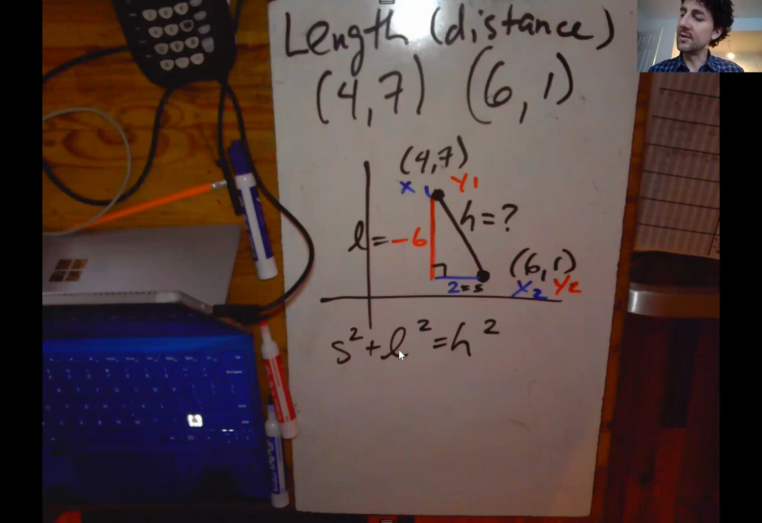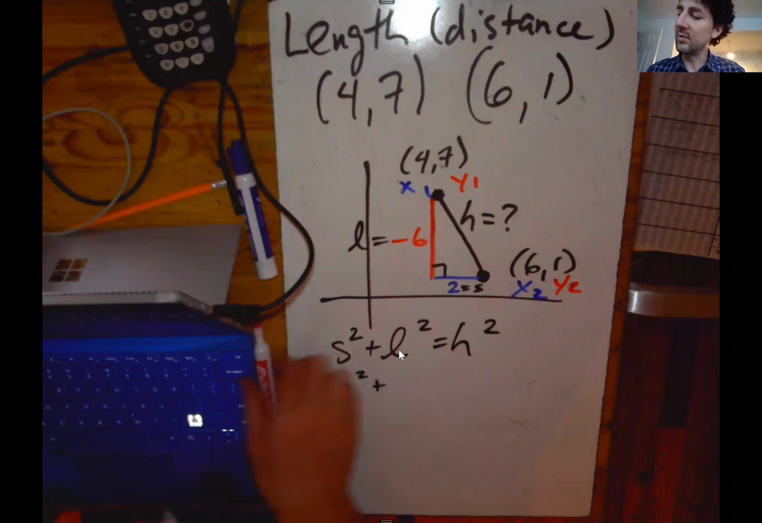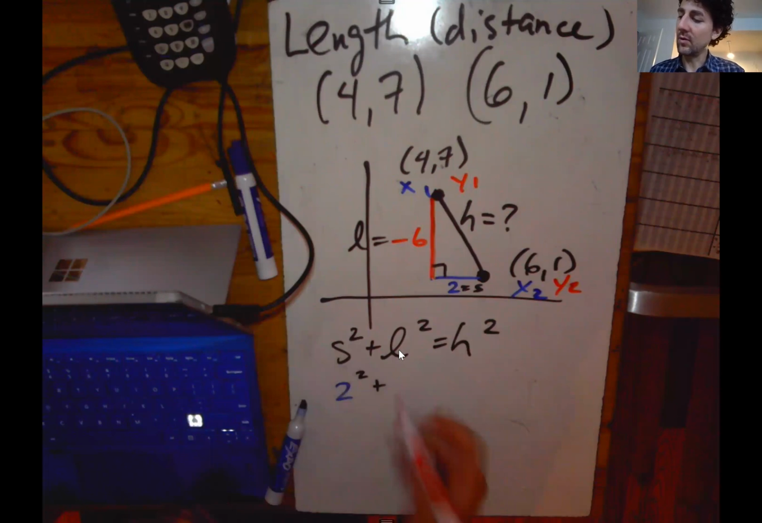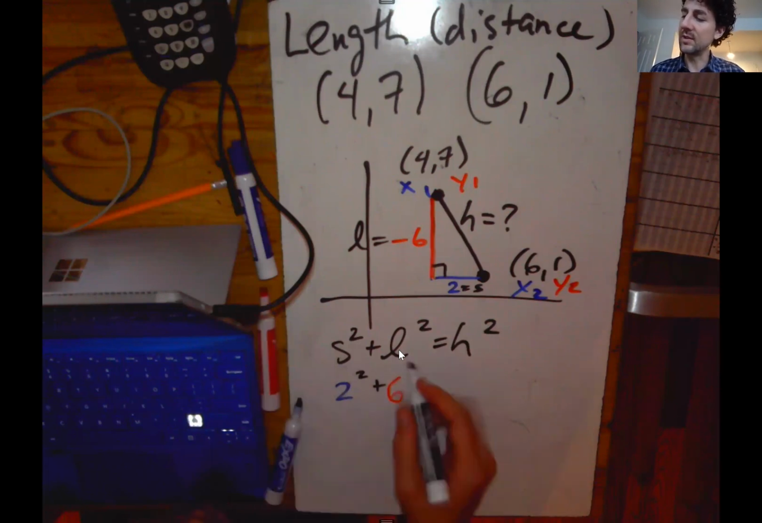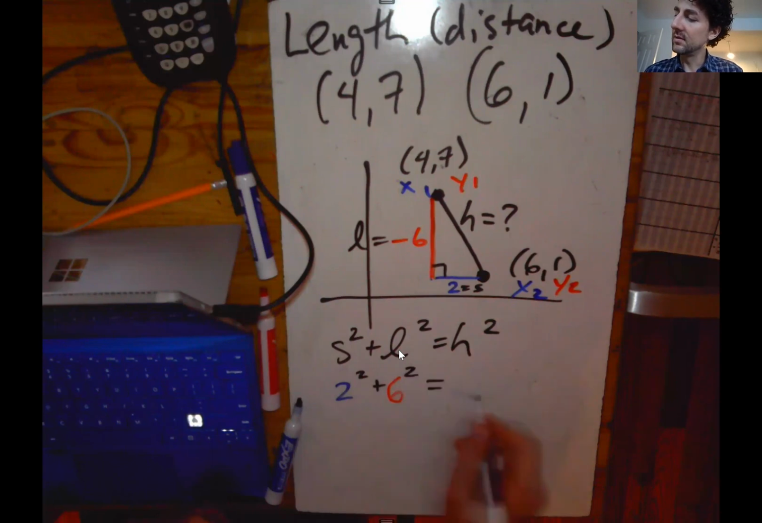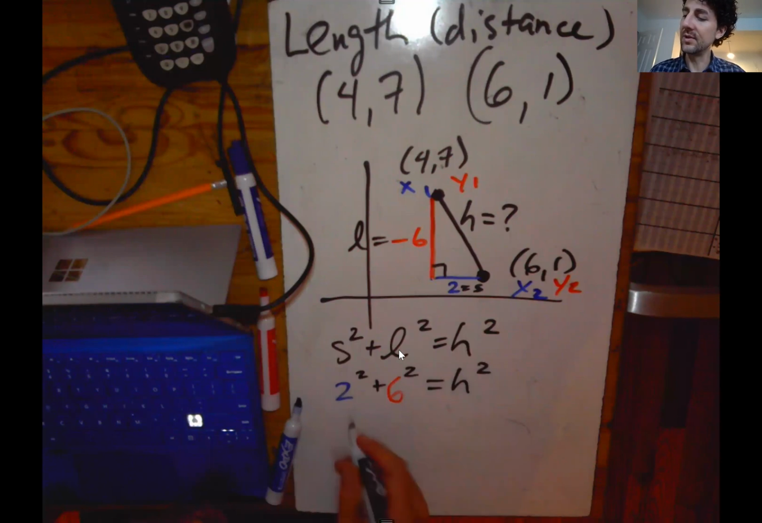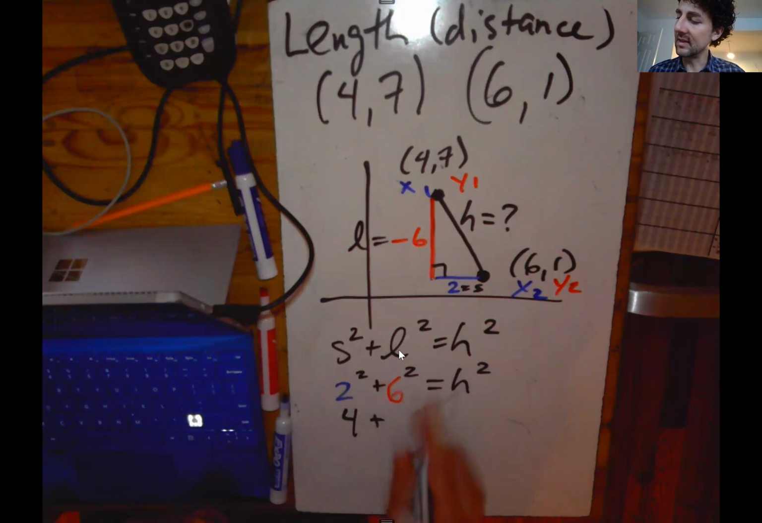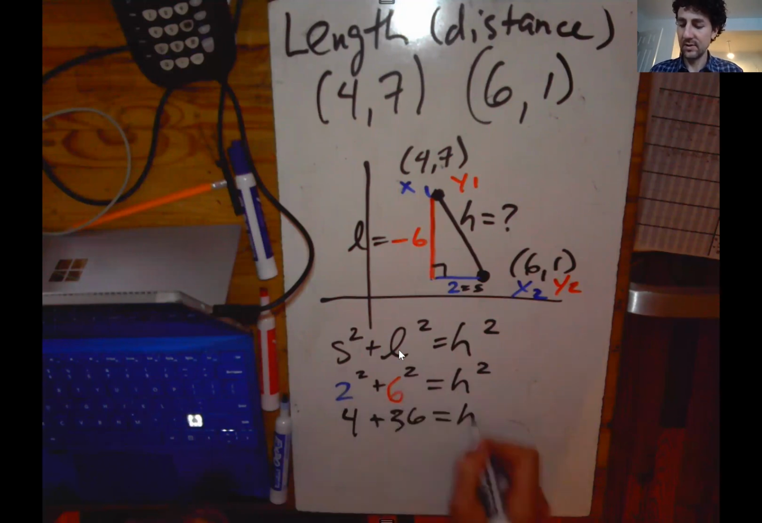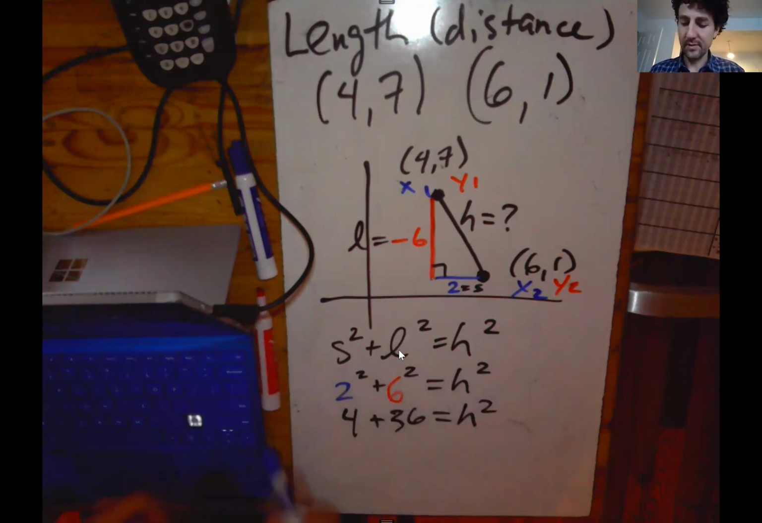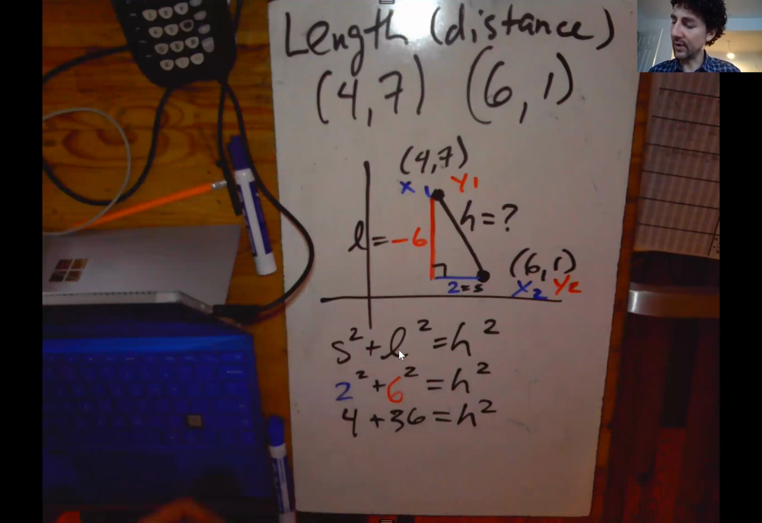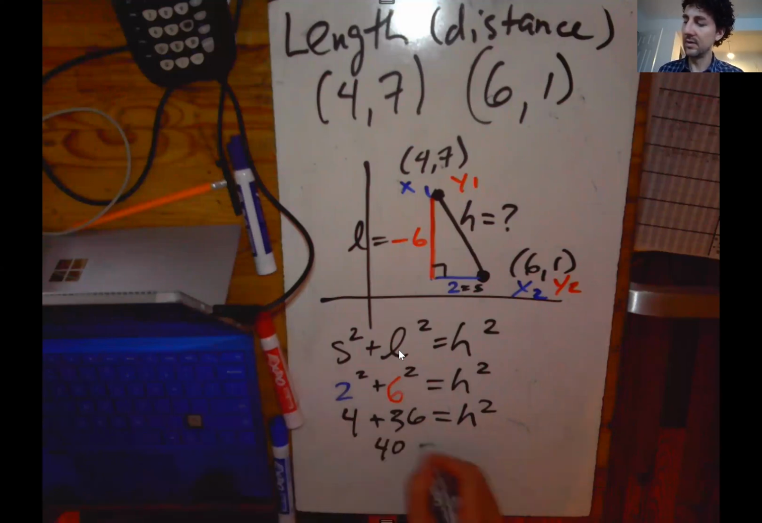So now let's substitute. Our short is 2, so 2 to the 2nd power plus our long is -6, but we'll use a positive. Only when we're using the Pythagorean theorem will we just always use positive. To the 2nd power equals h to the 2nd power. Now evaluate the exponents. 2 to the 2nd power is 4. 6 to the 2nd power is 36 equals h squared. Now add 4 plus 36 equals 40. So 40 equals h squared.